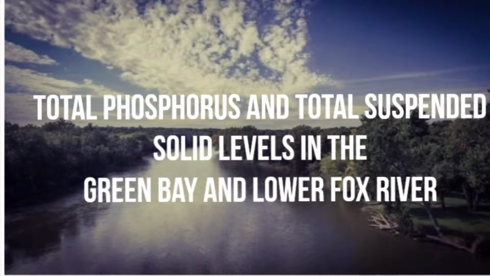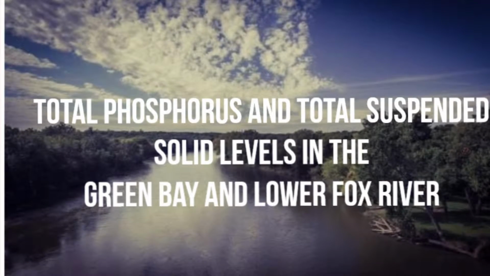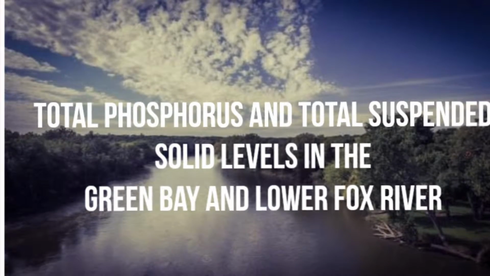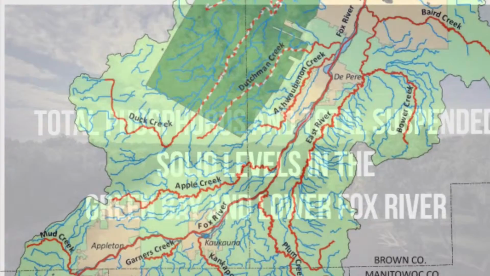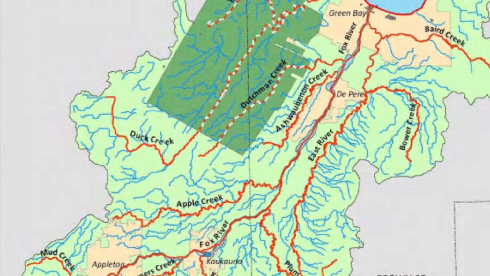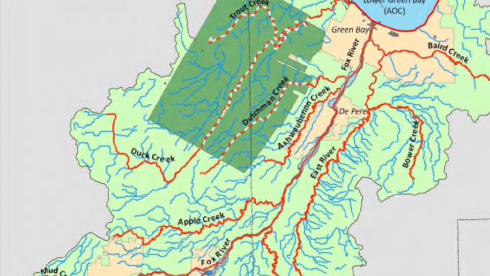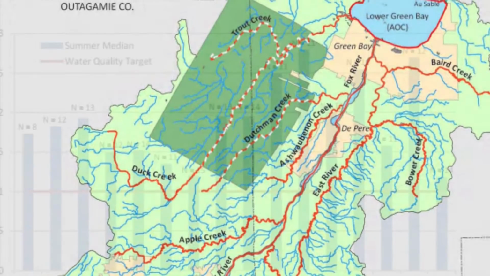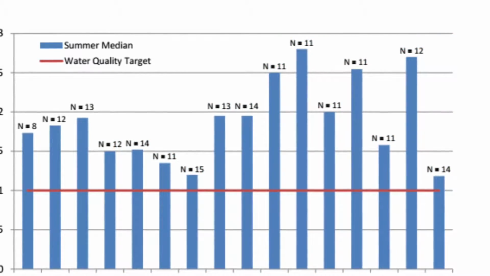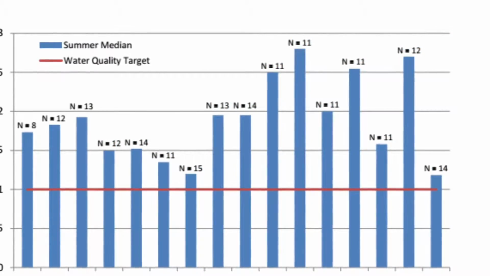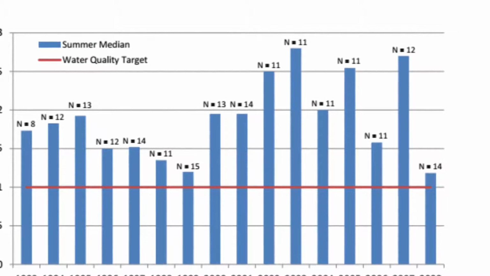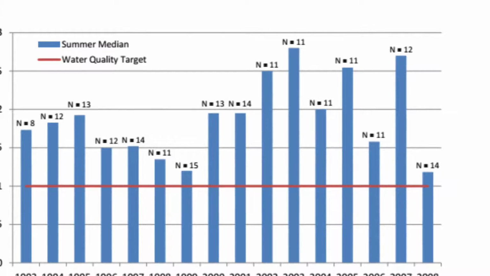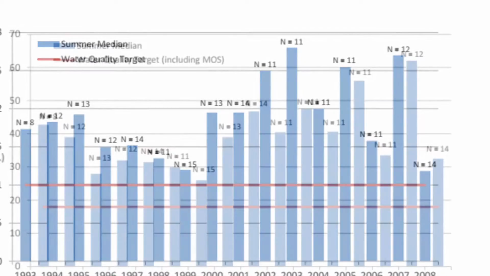We analyzed the total suspended solids and total phosphorus levels over the years in the lower Green Bay and lower Fox rivers that are areas of concern. The red areas on this map illustrate waters impaired by phosphorus or sediment. This graph shows the annual summer median total phosphorus concentrations from 1993 through 2008 for the lower Fox River. The red line shows the water quality target.